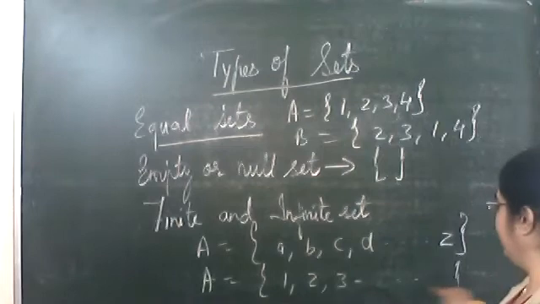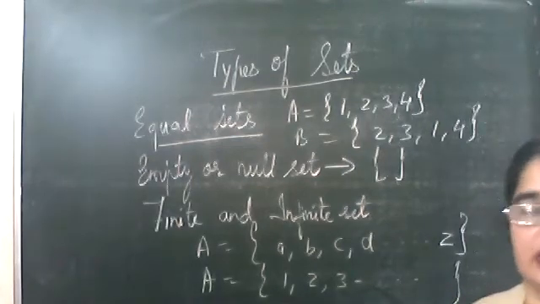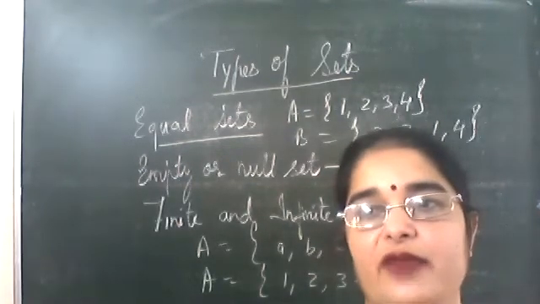1, 2, 3 till infinity. That means what? It is an infinite set.